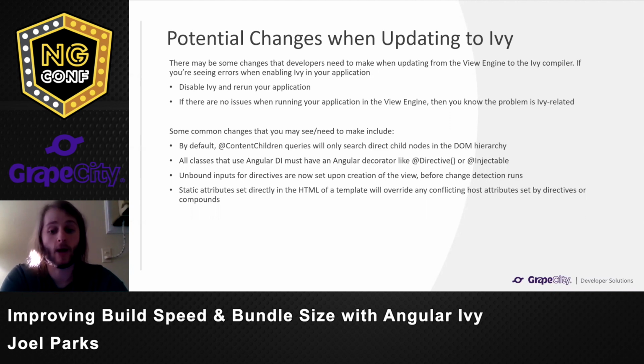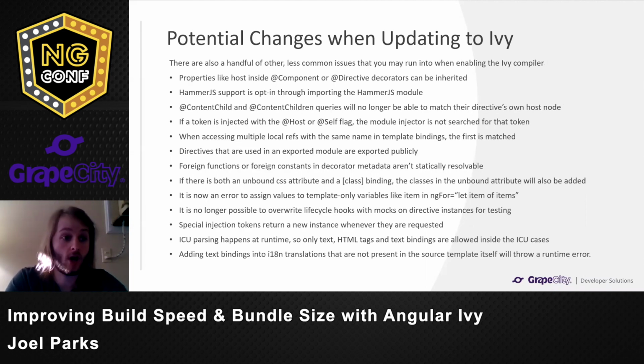Unbound inputs for directives are now set upon creation of the view before change detection runs. And static attributes set directly in the HTML of a template will override any conflicting host attributes set by directives or components.